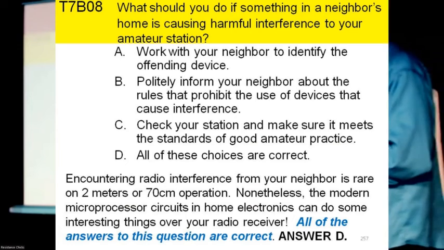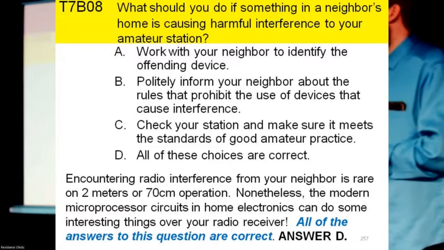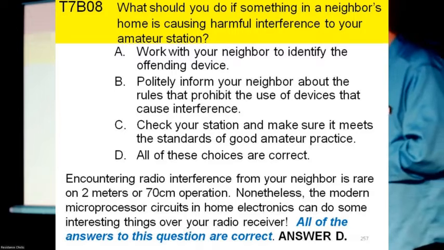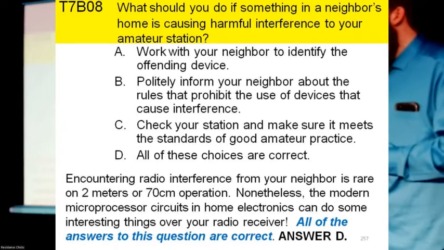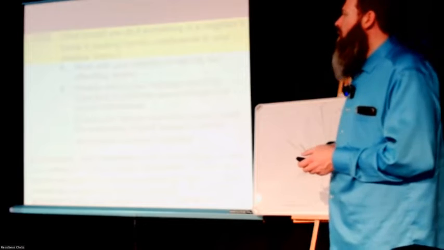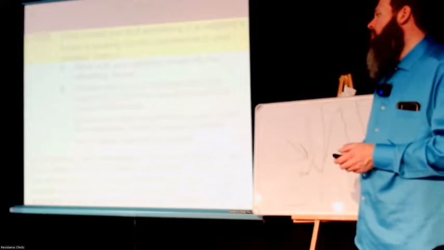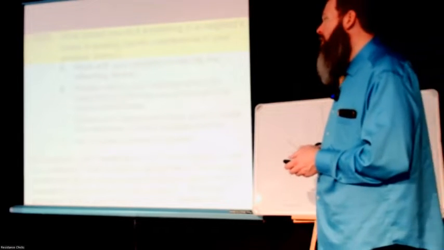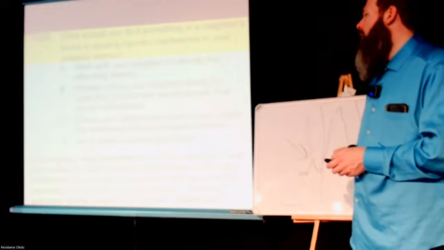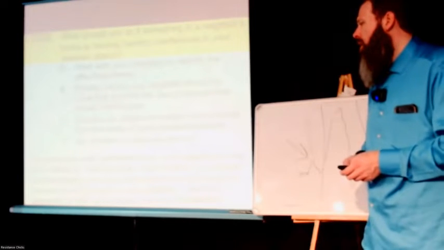What should you do if something in your neighbor's home is causing harmful interference to your amateur station? All the above. Work with your neighbor to identify the offending device. Politely inform your neighbor about the rules that prohibit the use of devices that cause interference. And check your station and make sure it meets the standards of good amateur practice.